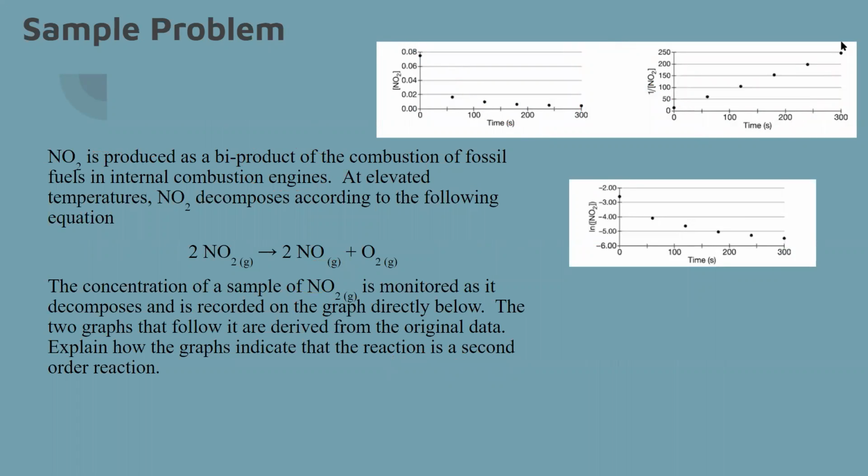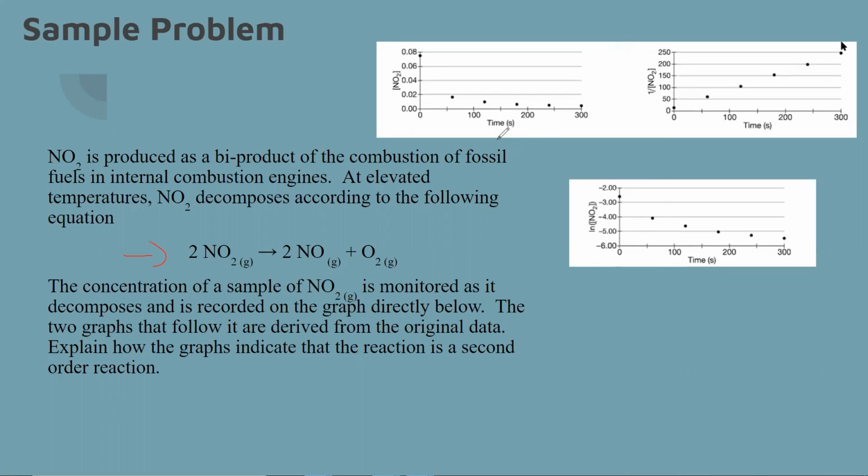Next, we have another sample problem, and that sample problem says NO2 is produced as a byproduct of the combustion of fossil fuels in internal combustion engines. At elevated temperatures, NO2 decomposes according to the following equation, seen right here. The concentration of a sample of NO2 is monitored as it decomposes and recorded on the graphs, again below, but realistically up here. The two graphs that follow it are derived from the original data. Explain how the graphs indicate that the reaction is a second order reaction.